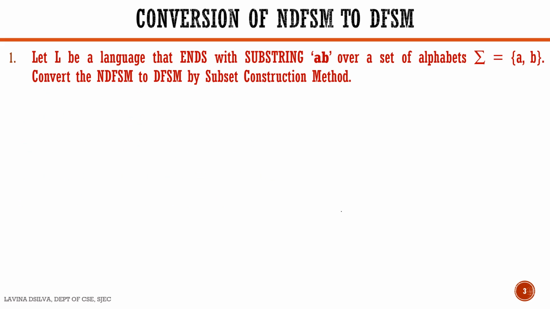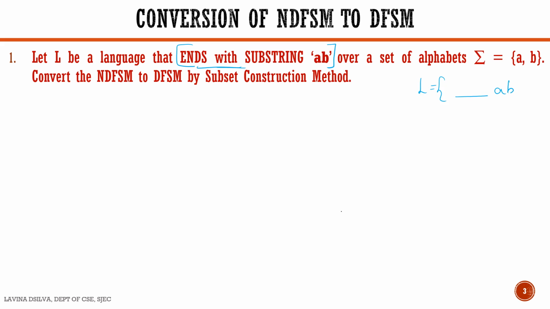We shall take an example question which goes like this. Let L be a language that ends with substring AB over a set of alphabets sigma equal to A comma B. And we have to convert this into DFSM by the subset construction method. Now, constructing a language L which ends with AB, the structure would look like this.